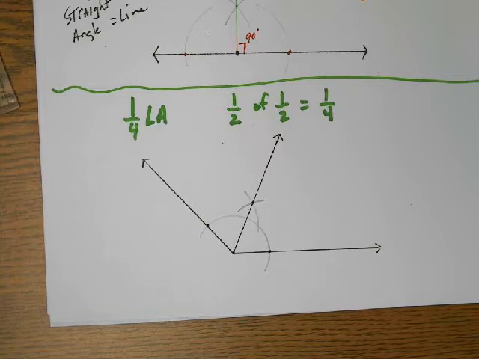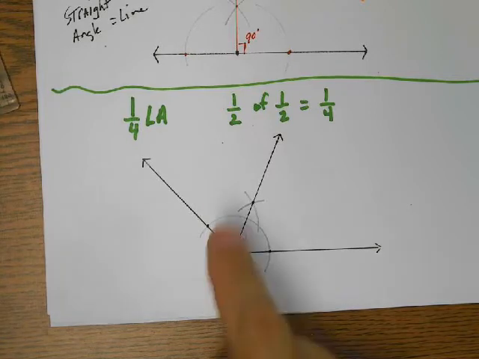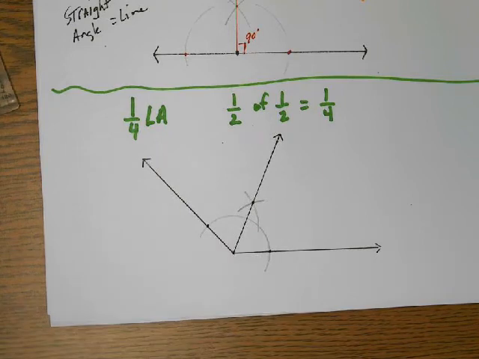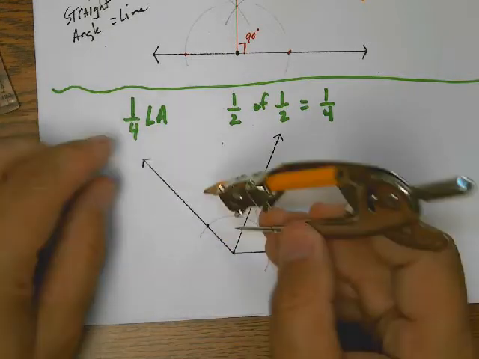Now let's do half again. Natalie, you get to choose. Do you want to do this half over here or this half over here? The left or the right? The left side it is. Natalie's choice. Okay, so we're going to go back to this angle.